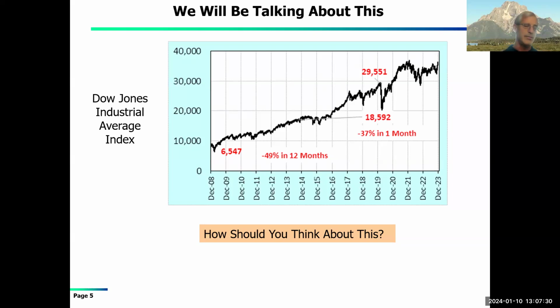As everybody knows, the market goes up, the market goes down. But the real question is, how do you think about this as a human being with your own finances? How does one deal with these things? Because there's no question about it, you look at some of these movements, and the movements are huge. In 2008 and 2009, the Dow went down almost 50% in 12 months. It dropped 37% in 1 month at the beginning of the lockdown of the COVID crisis, and so forth.